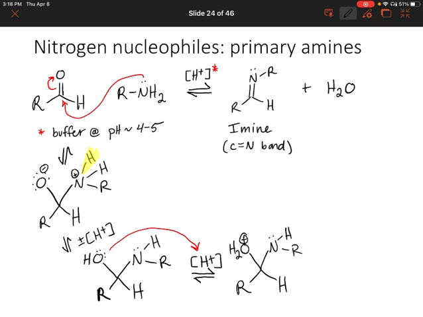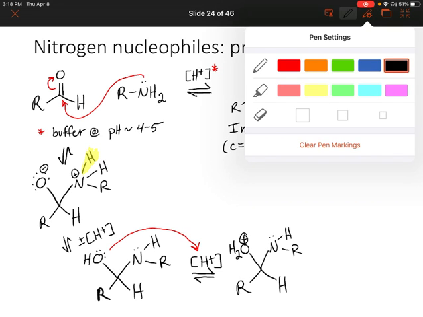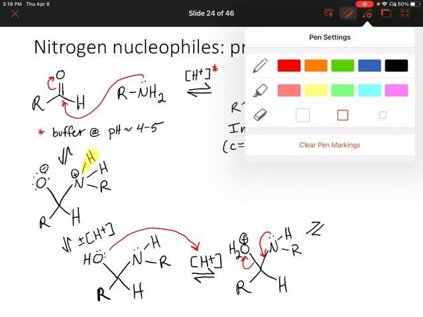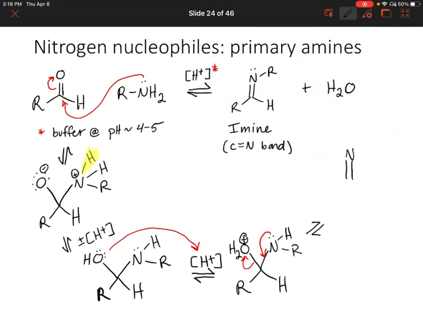Okay, so now we need to move our lone pair of electrons from nitrogen down to create a double bond, and that's going to cause our leaving group to leave. Let's see. So now we have a double bond to nitrogen. So this is starting to look like our product.